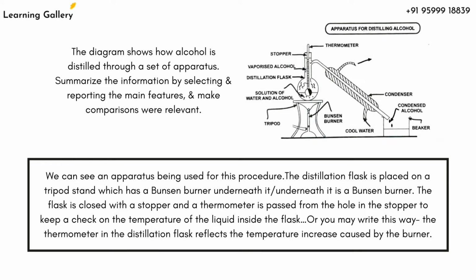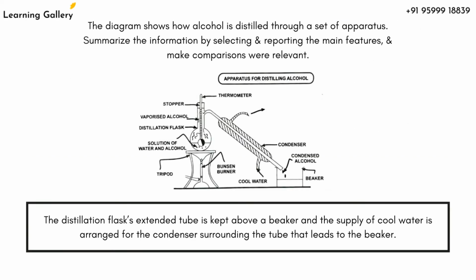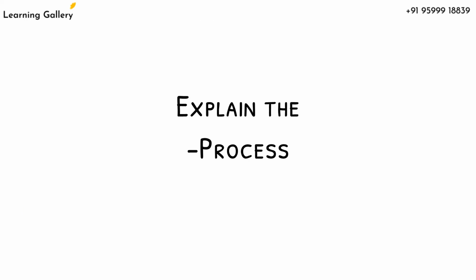Or you may even write it this way, the thermometer in the distillation flask reflects the temperature increase caused by the burner. Now in continuation to the description of the apparatus, the distillation flask's extended tube is kept above a beaker and the supply of cool water is arranged for the condenser surrounding the tube that leads to the beaker. And now let's see how the whole thing is supposed to take place. Remember, we have to explain the process.